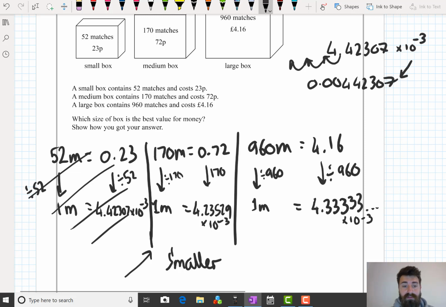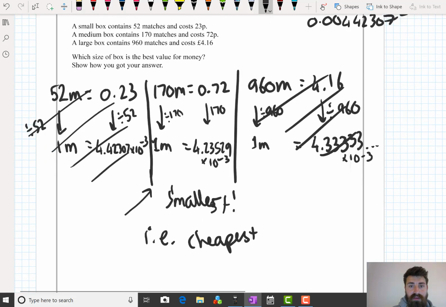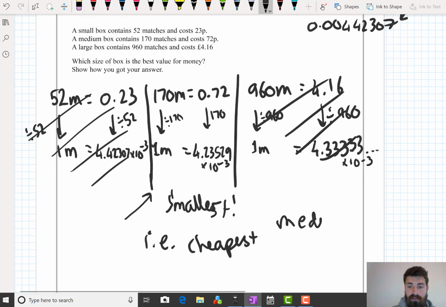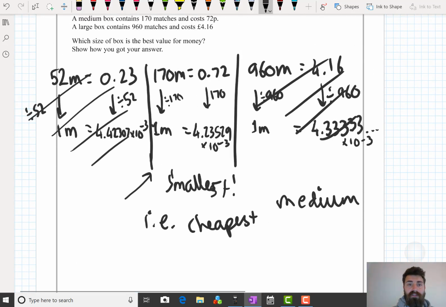Now that one's 4.3, which is actually still bigger than the middle one. So actually, yes, this is the smallest, i.e., it's the cheapest value for 1 match. So we want to go with the, what is it, small, medium, large. We want to go with the medium. Malcolm in the middle.